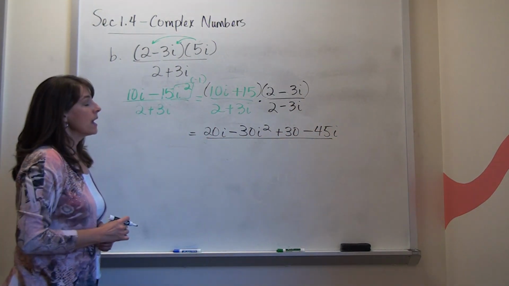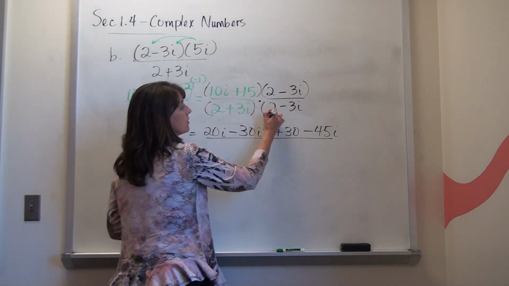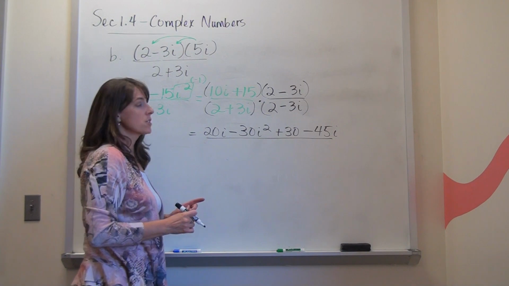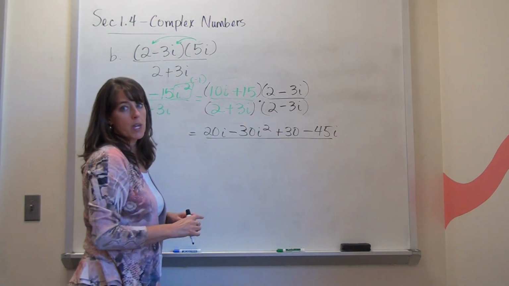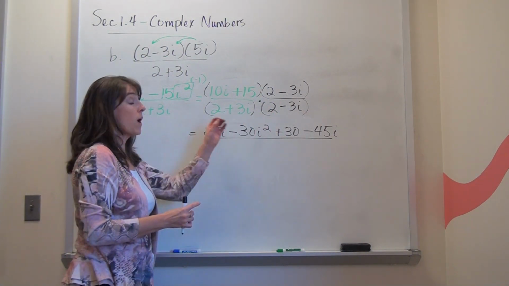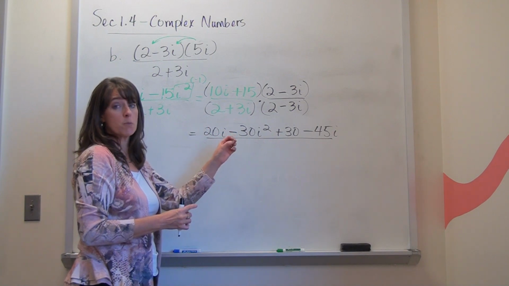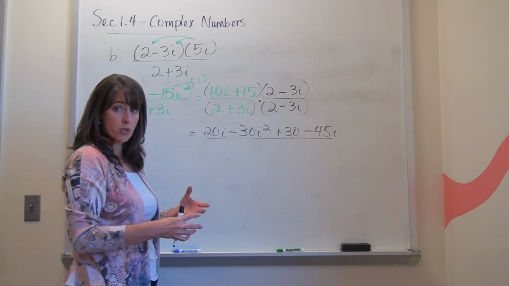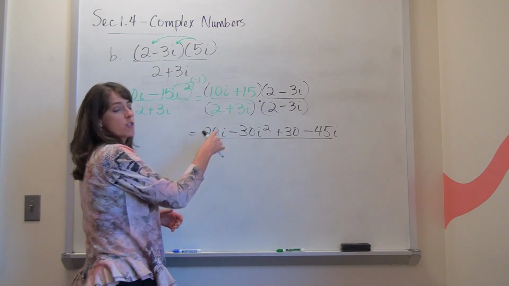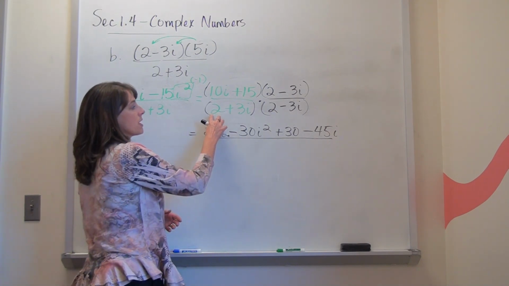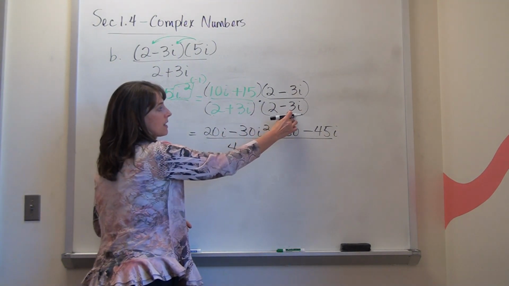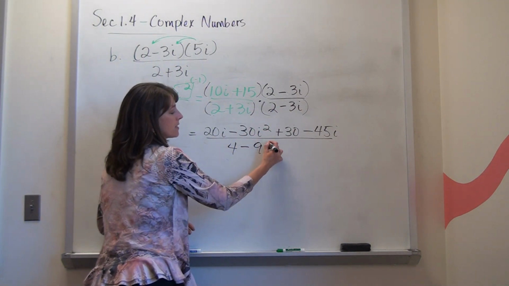Now in my denominator, when I FOIL, hopefully you guys are noticing that whenever you FOIL these conjugates, the outsides and insides will cancel, and they will cancel every time. That's why you're choosing to multiply by a conjugate, because you want them to cancel. So if you know that's going to happen and you can trust that it's going to happen, you don't have to do the full FOIL. You can just simply say that the first, 2 times 2, will give me 4, and in the back 3i times a negative 3i will be a negative 9i squared.